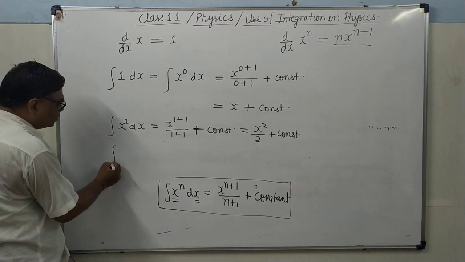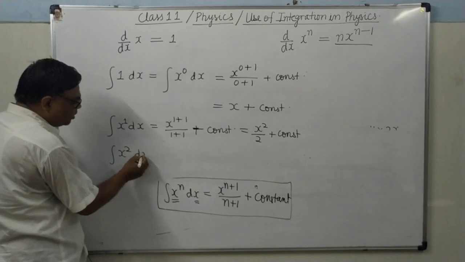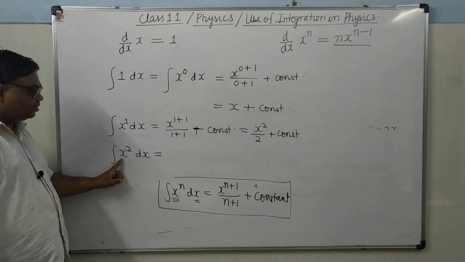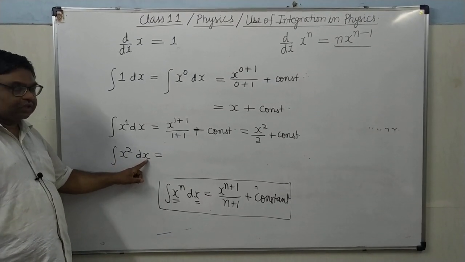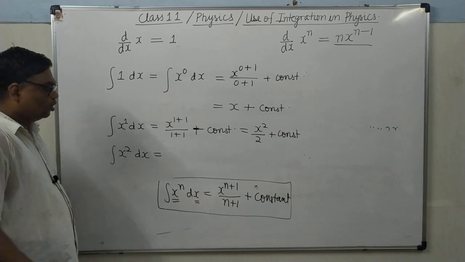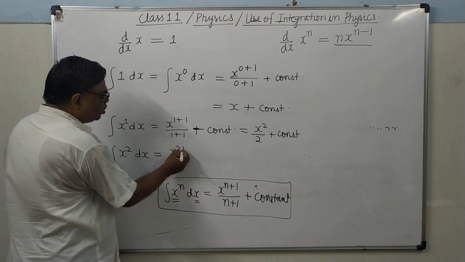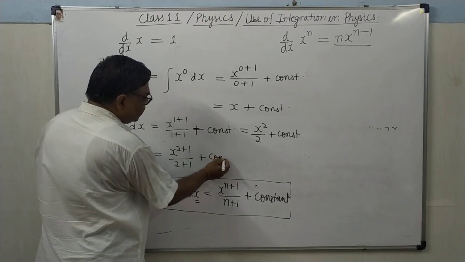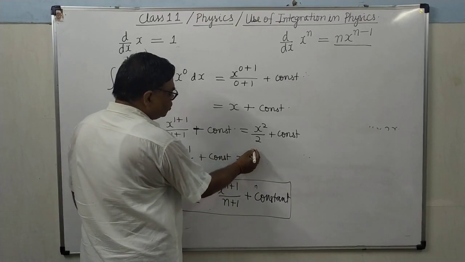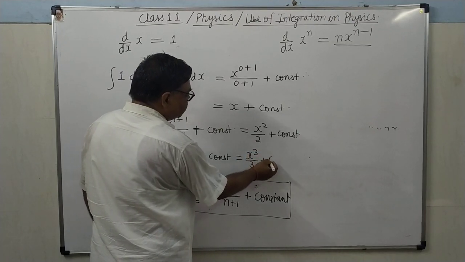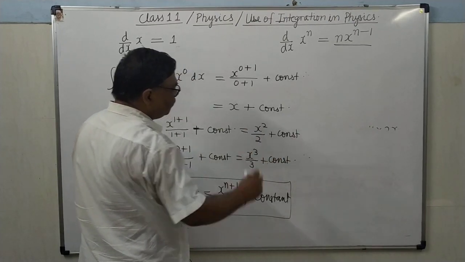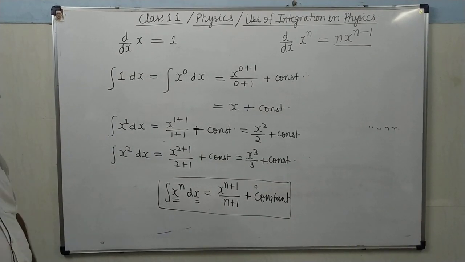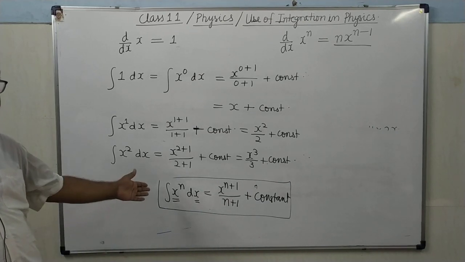Now integral x square dx. What will be integral x square dx? The formula will apply because the power is raised over x and integrated with respect to x. What is the value of n? n is 2. So it will be equal to x to the power 2 plus 1 upon 2 plus 1, plus constant, that equals x to the power 3 upon 3 plus constant. This is the integration. Now this formula is the power formula.